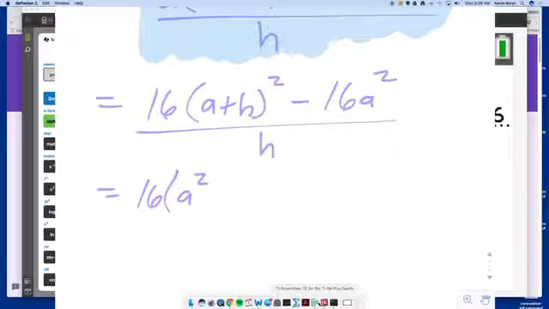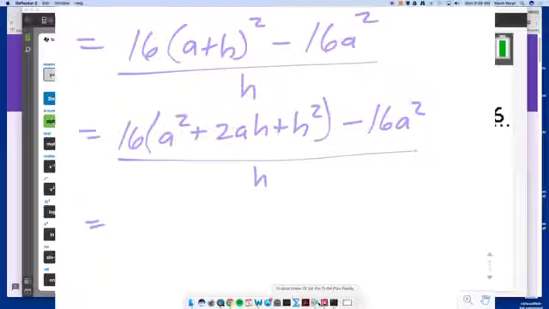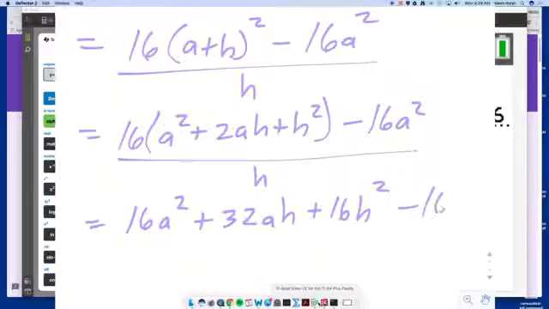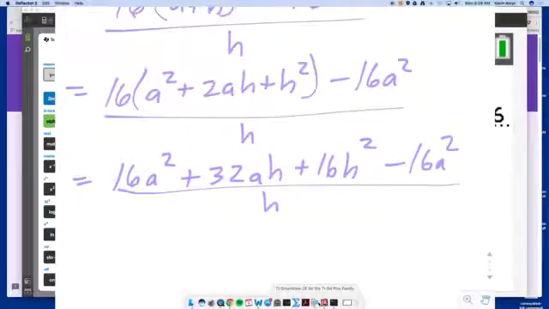So we'll square: a squared plus 2ah plus h squared, minus 16a squared, all over h. Hopefully, once you set it up, the calculation should be routine. We've practiced this enough. Now I'll distribute the 16. You get 16a squared plus 32ah plus 16h squared minus 16a squared all over h. And just like before, if you set it up and expand correctly, good things should happen at this point. Namely, everything without an h should cancel, and it does.